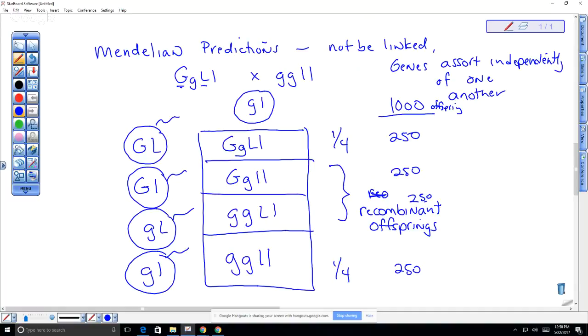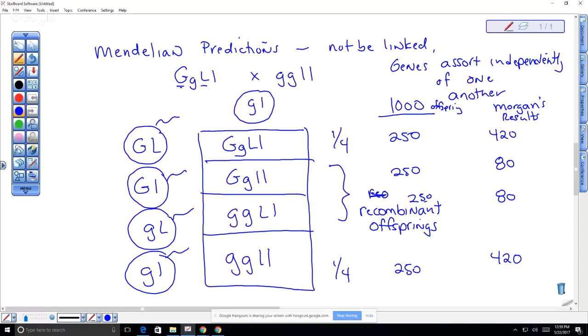And what he found was more like, if you have 1,000 offspring, okay, so this is Morgan's results: 420 are this, 80 on average are this one, 80, and then 420. Okay. So we see that Morgan's results were dramatically different than what you would predict if the genes were assorting independently. Does that make sense to everybody?